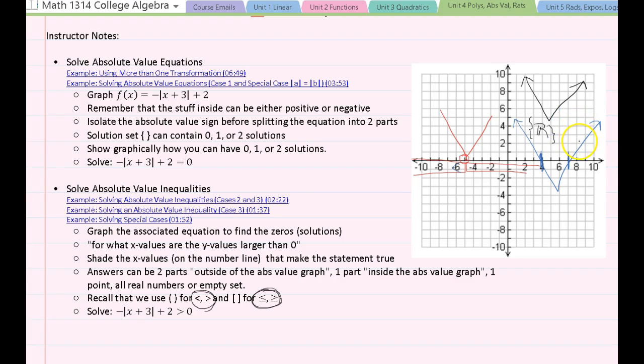But for what x values will the y values be less than 0? Since the y values will never be negative in this scenario, the solution set would be empty, as there are no x values for which the y value will be less than 0.